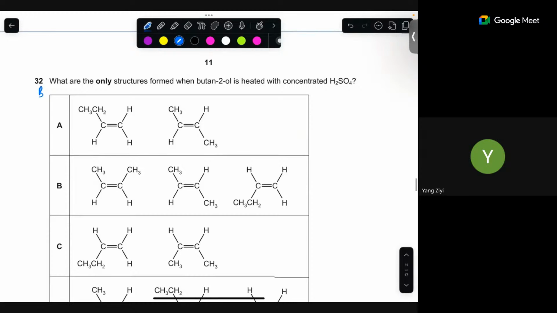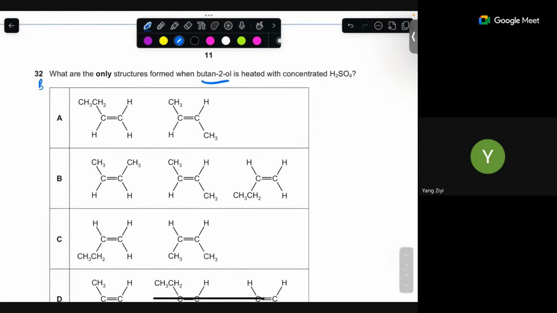Which are the only structure, butan to all. OH is here. So when you hit with this, the H from here can come out. So you have this possibility. Or the H from here can come out. So you have C, like this.